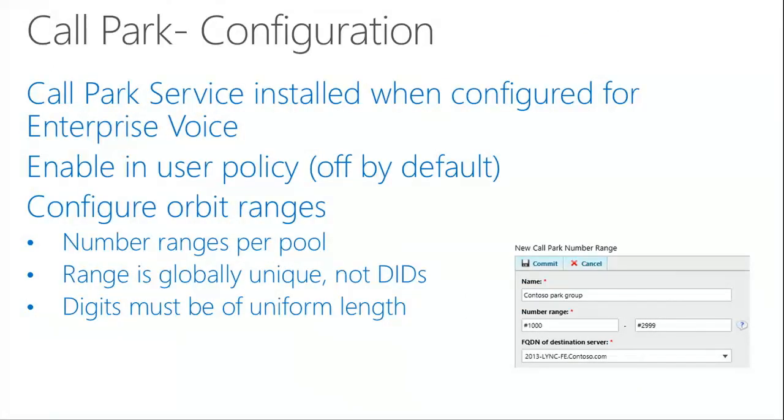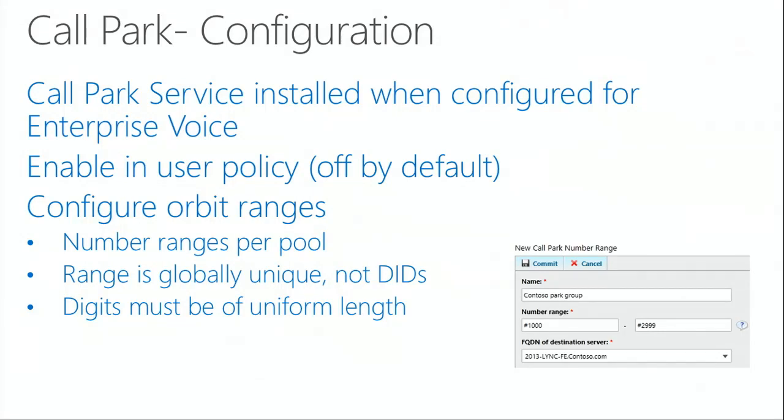In terms of configuration, just like response group service, it is installed when you set up enterprise voice, and you enable it in the user policy. You probably missed it when Zahid was showing some of the policy settings, but call park was one of them. It was not checked. It is not checked by default. So if you want to set this up for your users, you do need to enable it. It's not something they're going to get automatically when you turn enterprise voice on.